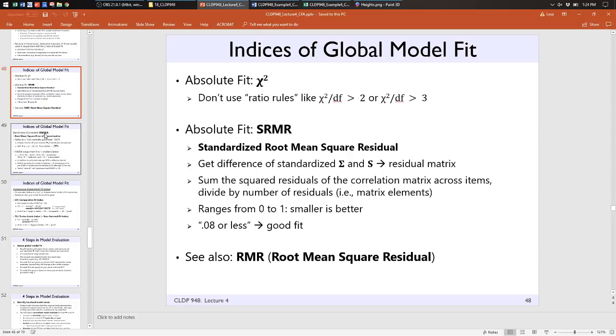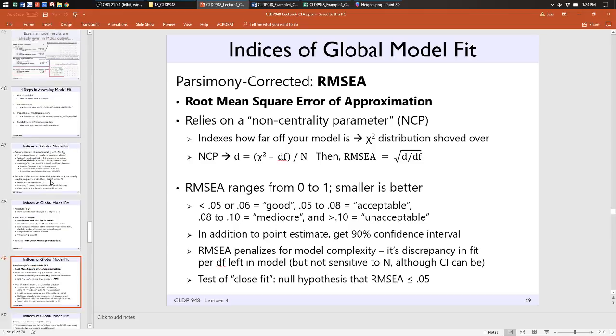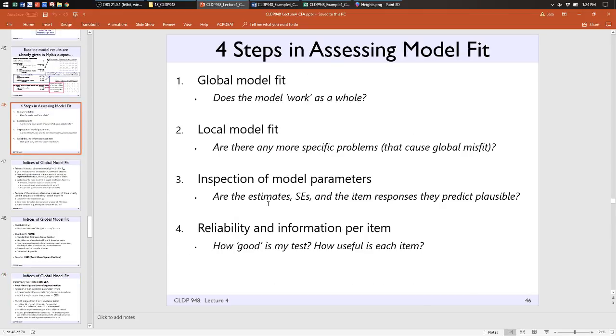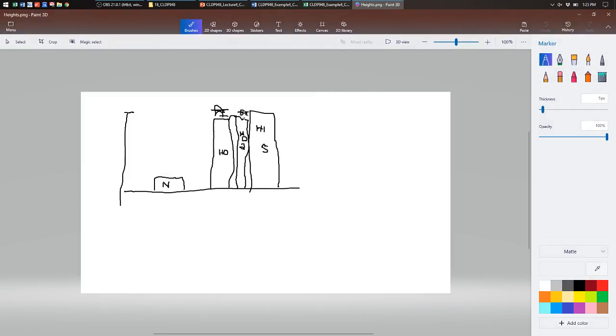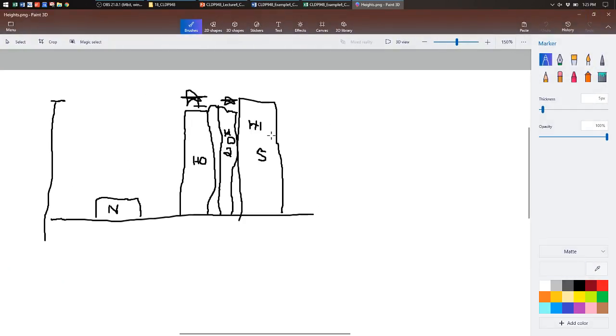So we talked about 4 steps of model fit. We've been through 2 of the 4. So just picking up on slide 46 here in lecture 4. Global model fit. How well does your total overall predicted item covariance matrix match the one from the data? And this is the idea of whether or not your model is significantly worse than the best model.